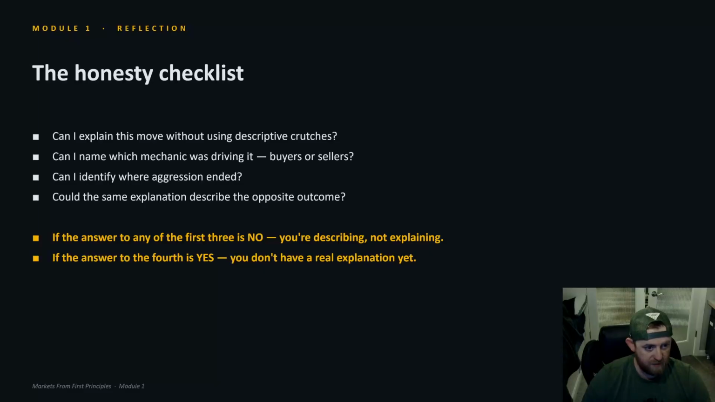If the answer to any of these first three is no, one, two, three, you're describing, you're not explaining it. Think about it a little bit harder. Use the first principles of why until you can find something that you can explain. And then if the answer to the fourth one is yes, then you really don't have an explanation yet. I believe in you. I know you can come up with one. It's just going to take a little bit more effort, maybe a little bit more cognitive load to decide what you're actually explaining.